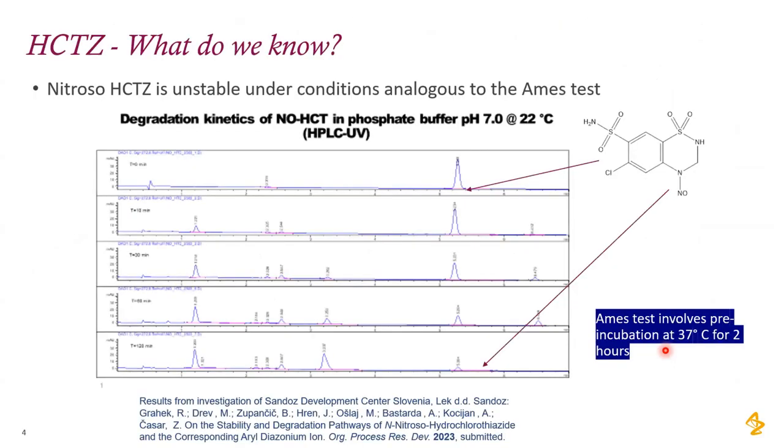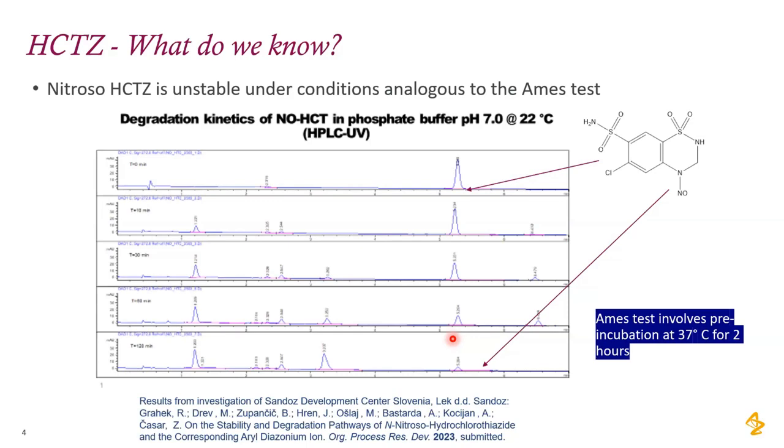Well, I've already said that nitroso hydrochlorothiazide is really unstable under conditions that are analogous to the Ames test. If you look at it in the context of the Ames test with pre-incubation, we pre-incubate at 37 degrees for 2 hours. But look at the study that was done effectively at neutral pH. Just from a chromatography point of view, it is very apparent that over that 2-hour period, in terms of the species that would be present in the Ames test, there may well be some nitroso hydrochlorothiazide present, but in reality, most, if not all of it, would have degraded, and there were clearly other species present within the Ames test.